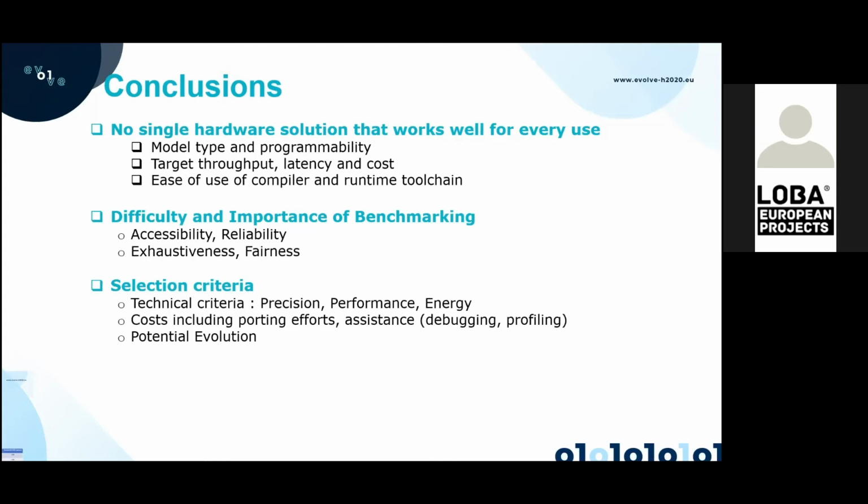And when we perform benchmarking, there are also a lot of difficulties in terms of accessibility, reliability, exhaustiveness, and fairness, because we have to access some technologies for the benchmarking on the cloud. And there are a lot of constraints that don't allow you to perform all the kinds of measurements you want to do. And afterward, the selection criteria we have defined within Evolve for the future.